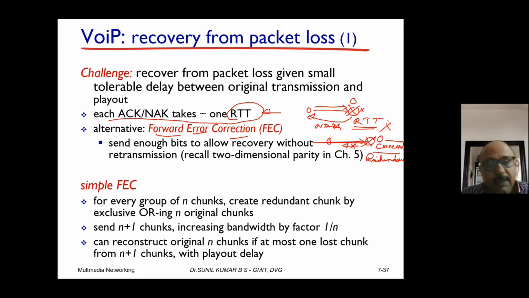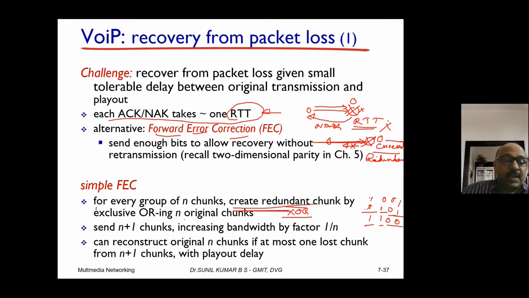How exactly do we do the forward error correction? You can see here, for every group of n chunks, it will create a redundant chunk by exclusive OR. You might have heard about the XOR. What is XOR? 1 0 is 1, 0 1 is 1, 0 0 is 0, 1 1 is 0. Only when there are different inputs is the output high, otherwise it is 0. So this is the formula adopted in forward error correction.